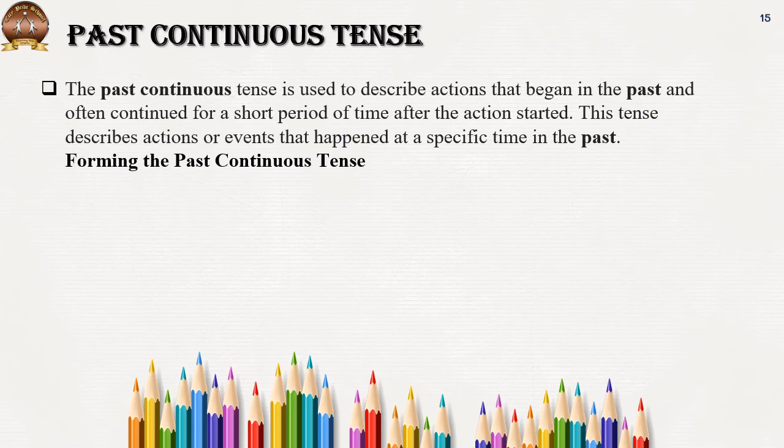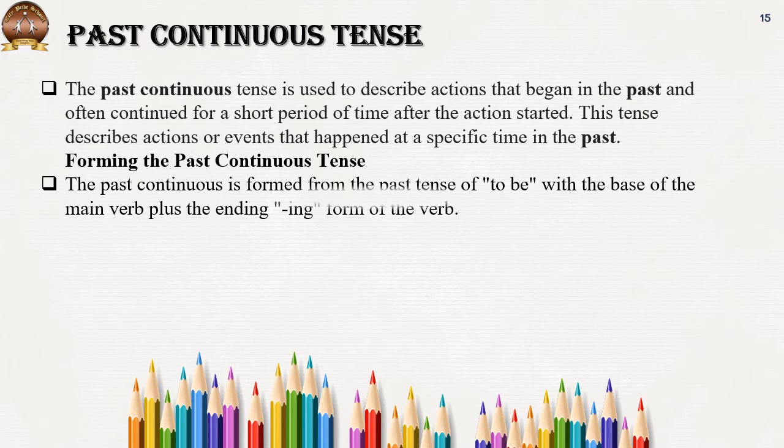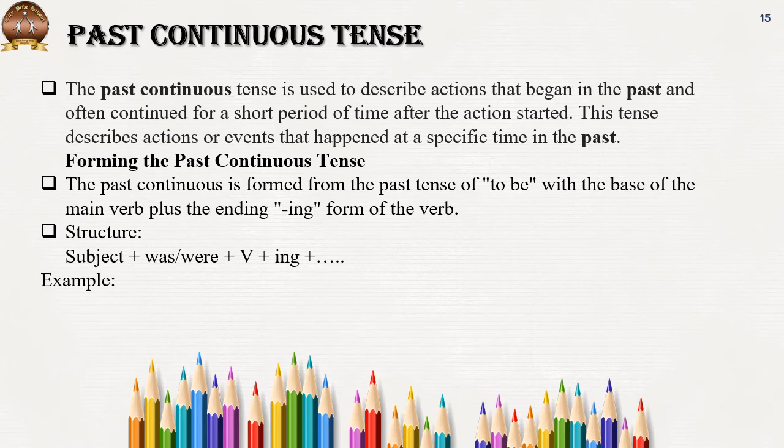Now past continuous tense. The past continuous tense is used to describe an action that began in the past and often continued for a short period of time after the action started. This tense describes an action or event that happened at a specific time in the past. So when the past continuous tense is formed, it is the past tense of the verb to be with the base of the main verb plus the ending ing. What is the to be verb in the past tense?